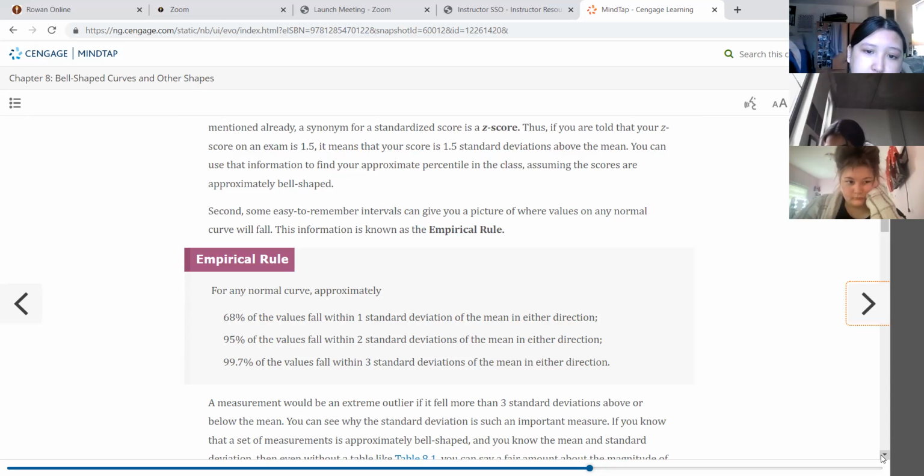Now, 95% is between 2 standard deviations from the mean. Now, in our case, when the mean is 100, standard deviation is 10, 2 standard deviations is worth 2 times 10, which is 20. So you subtract 20 from 100, you get 80. And you add 20 to 100, you get 120. So between 80 and 120 should be about 95% of the test scores.